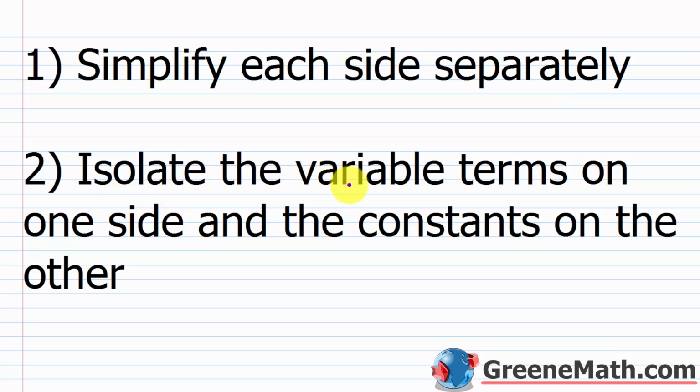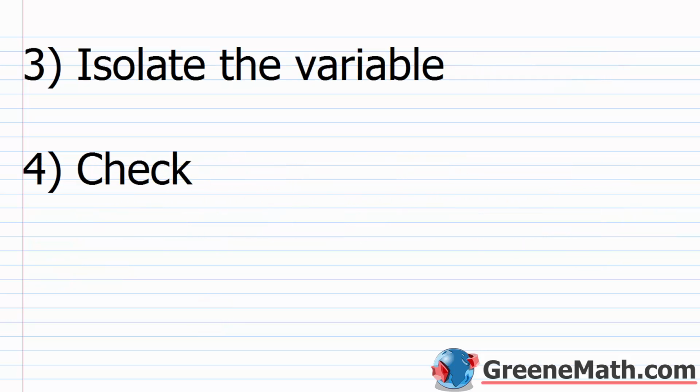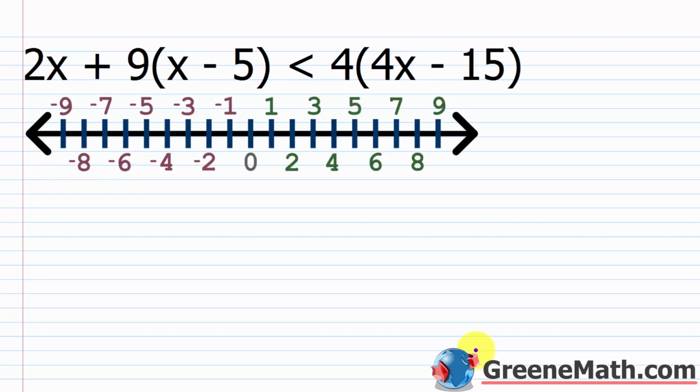The next thing is to isolate the variable terms on one side and the constants on the other. So again, you can use the addition property of inequality to do that. Then you want to isolate the variable. So you're going to use your multiplication property of inequality to do that. And then lastly, you're going to check. But as I'm going to show you, when you check an inequality, it's much more tedious. Okay, there's a lot more involved than when you checked an equation. So for this one, you kind of put an asterisk next to it and say, if time permits. All right, let's take a look at an example.